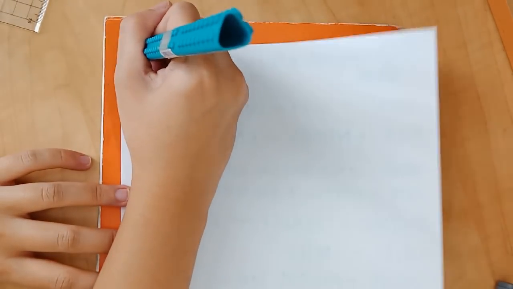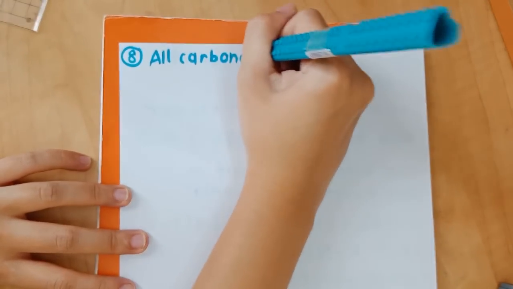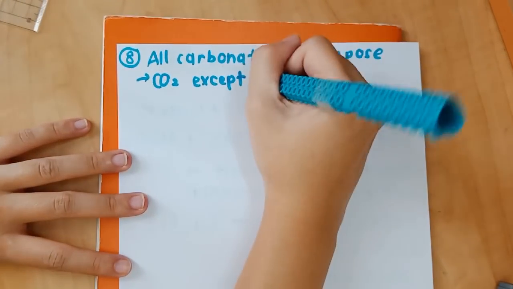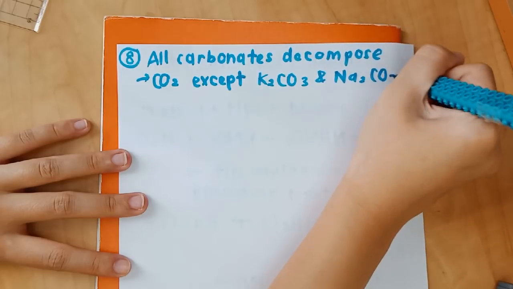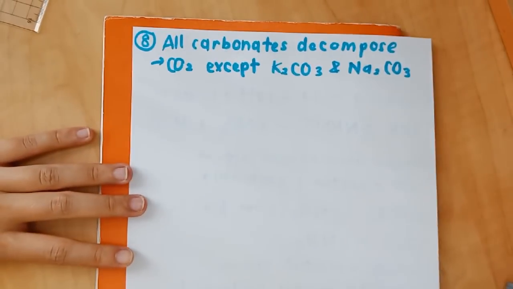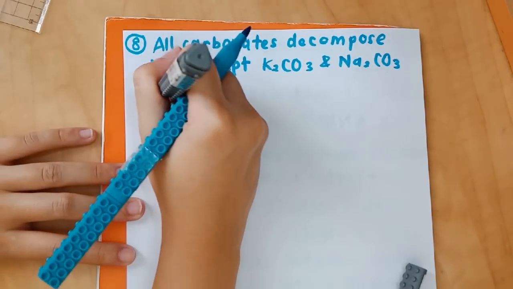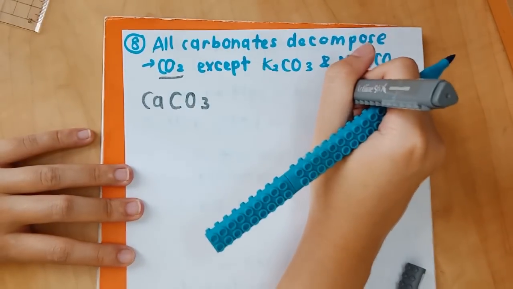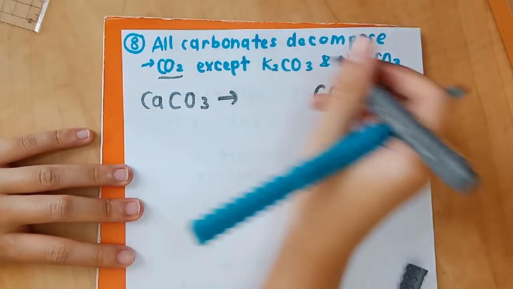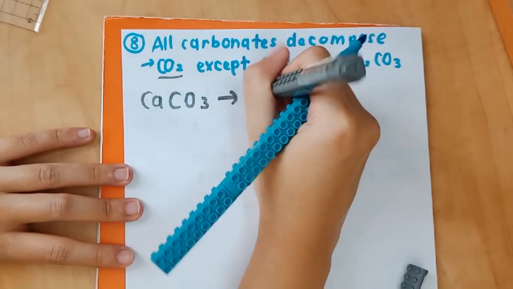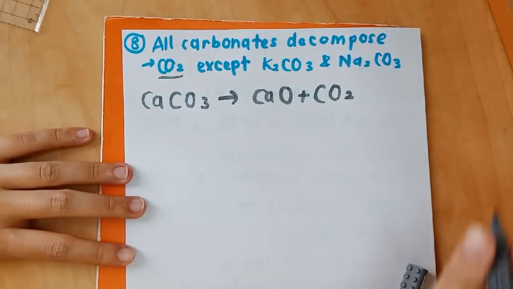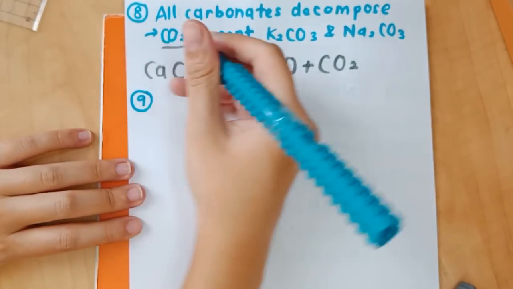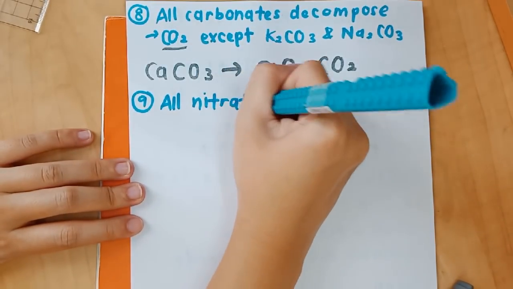And number 8, you need to remember that all carbonates decompose to form CO2 except for K2CO3 and Na2CO3. This is actually from the salt chapter, and there are a lot of properties of salt and all that, and this is one of it. So when CaCO3 decomposes, you will produce CO2 because this is the rule, right? So you can write down CO2, and the rest of the stuff left, you will get CaO. You get what I mean? Like CO2, once you bring out the CO2, you will have one Ca left and one O left. So that is why you get CaO.